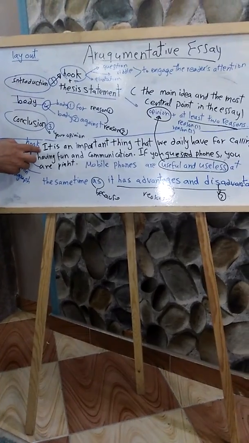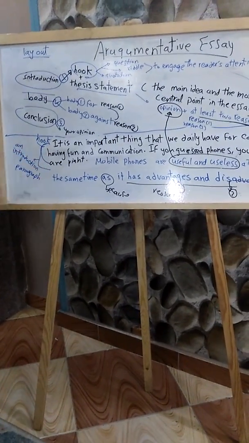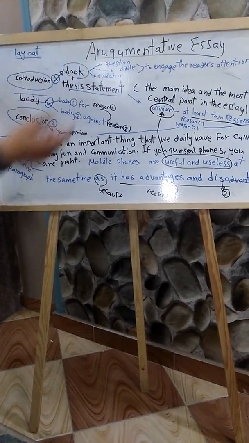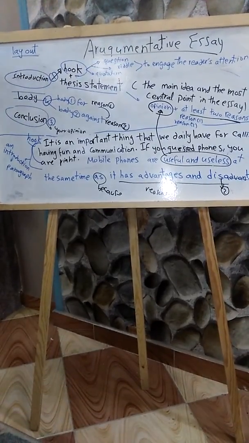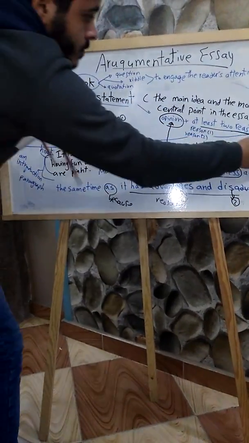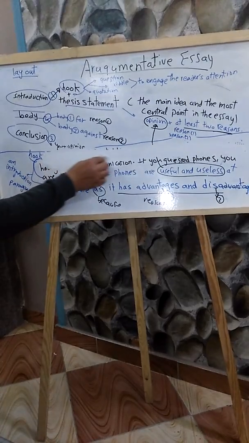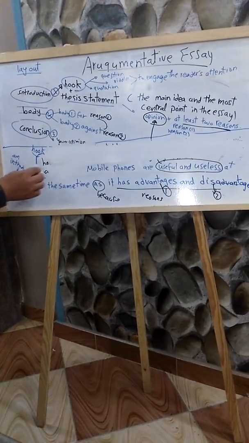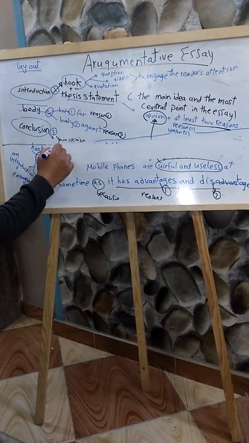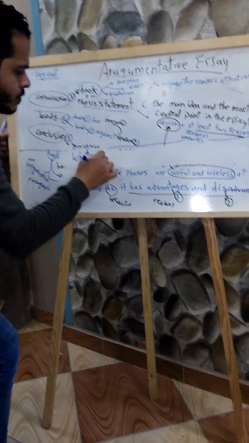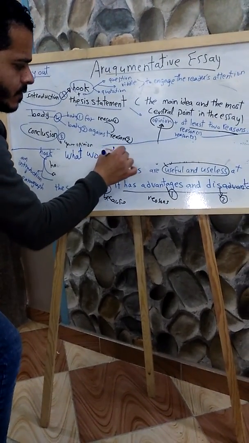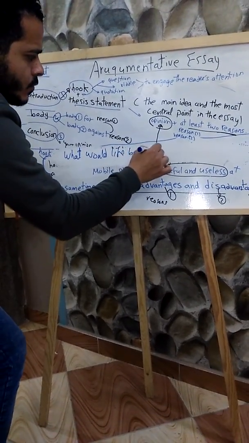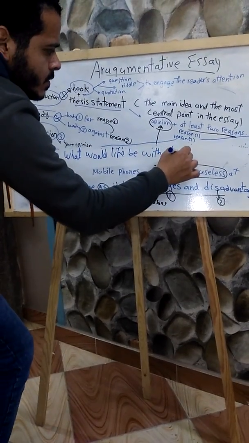Can we change the hook and put another technique? Here I put a riddle. You can put a question like what? Maybe you can change and write another hook. You can say, what would life be without mobiles?